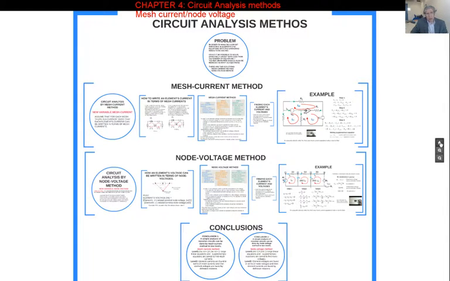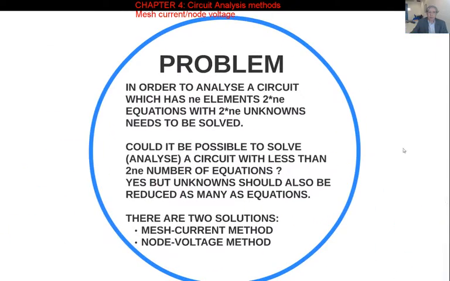What do we mean by saying simpler? Can we do it with a smaller number of equations, so by the solution of fewer equations? So let's start from the problem first. What is the problem? In order to analyze a circuit which has NE elements, 2NE equations with 2NE unknowns need to be solved. That's chapter 3.